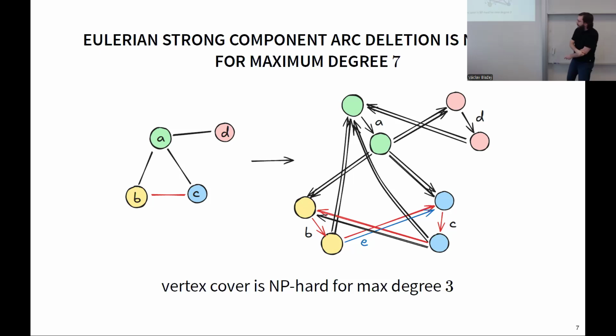And because vertex cover is NP hard for maximum degree 3, you get that through this reduction, you have bounded degrees in the resulting graph, and still Eulerian strong component arc deletion is NP hard with bounded degrees.